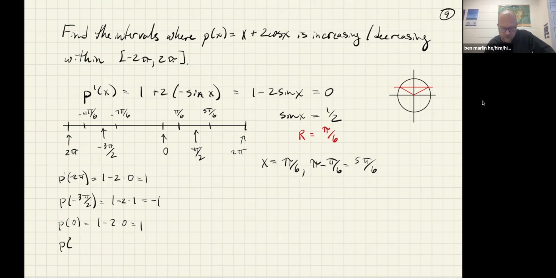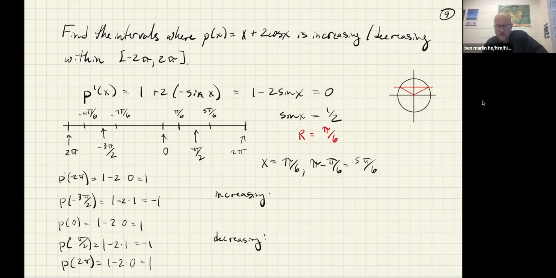P of positive 3 pi over 2 is 1 minus 2 times, I said 3 pi over 2, and I meant pi over 2. So, yeah, you end up getting negative 1 out of that. And then the last place to test is p of 2 pi. And that's going to be the same thing as we've seen before, and we get a positive 1. So increasing, decreasing. So for the increasing ones, you will pick out the intervals where it's positive.